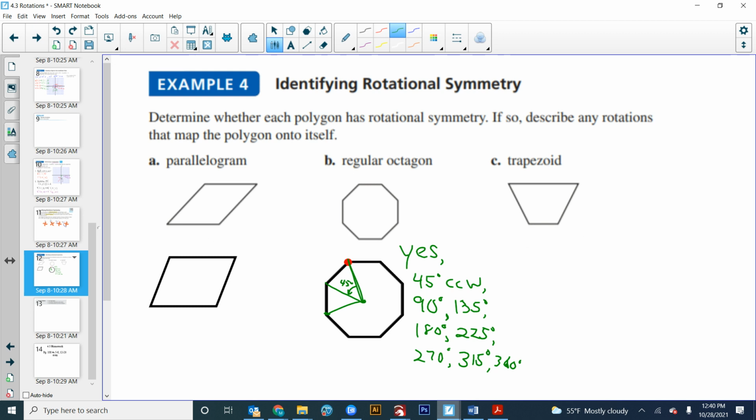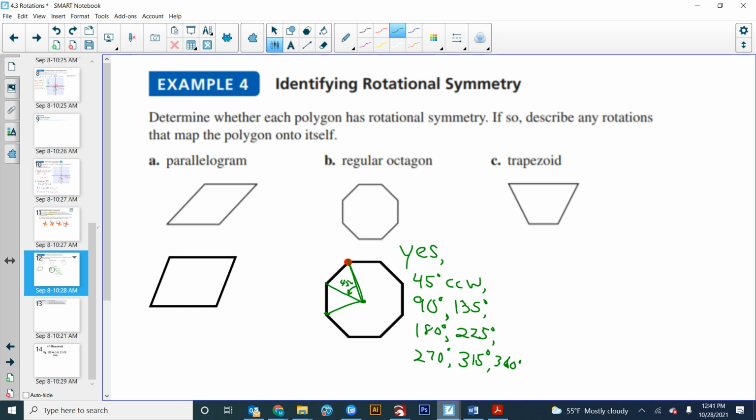All right, I've seen it both ways. Some books will not include the final 360 because it's the last rotation. It's the last 45. If 360 was the only one, then it doesn't count as rotational symmetry. But since it was one of the 8 to finish off the 8th one, it gets counted. So any of these rotations would have mapped it onto itself.